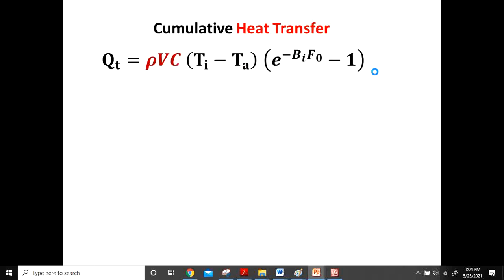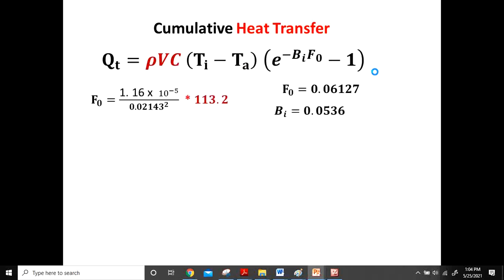The cumulative heat transfer formula you have derived. Put in the formula. Only the value of the Biot number is needed. The initial temperature is 90 degrees Celsius and it has to reach 800 degrees Celsius. Density you know, volume you know, specific heat you know.